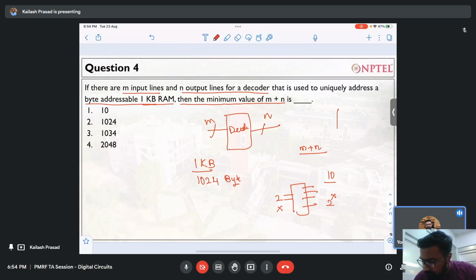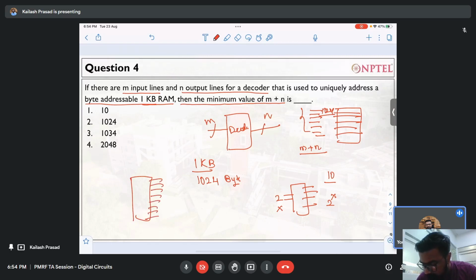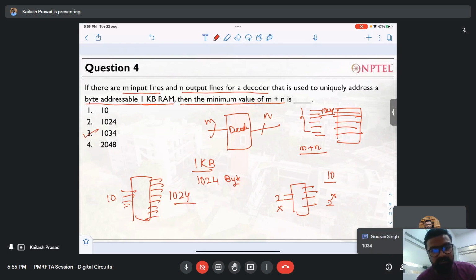Here I have to address a memory of 1024 bytes. I have a memory like this, with 1024 lines, and all 1024 will be connected with the outputs of the decoder. So it means that the decoder has 1024 outputs. And to address 1024 outputs, how many inputs do you require? 10. So the third option, 1034.